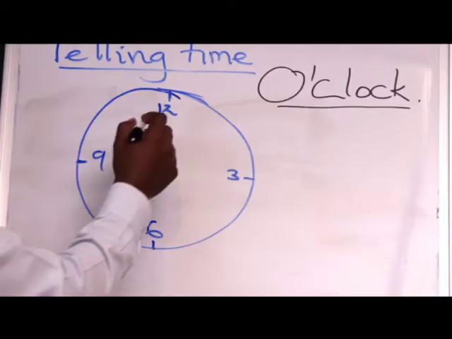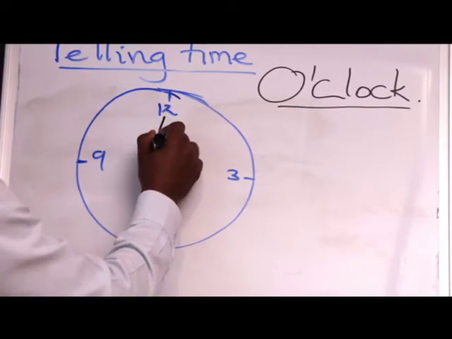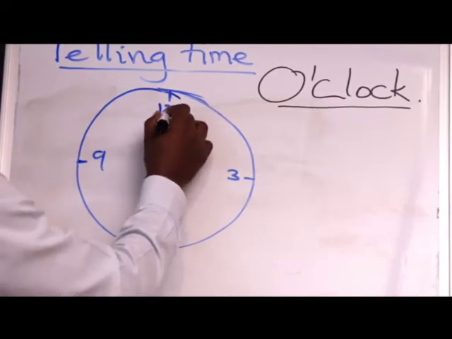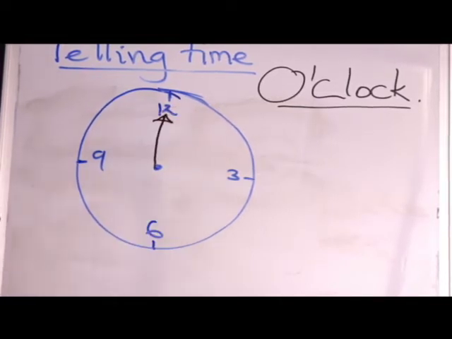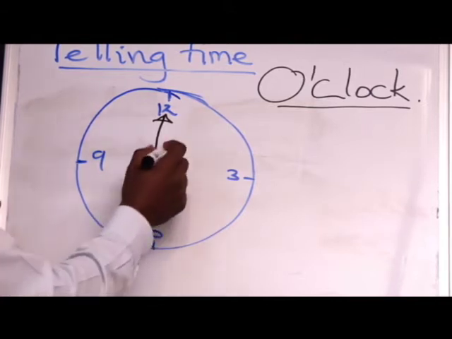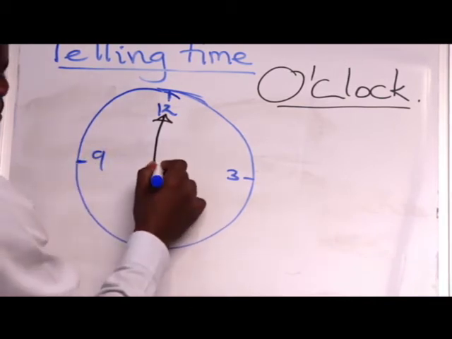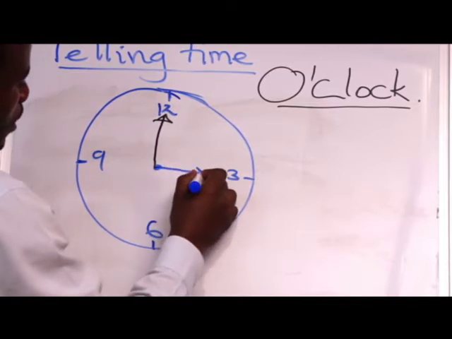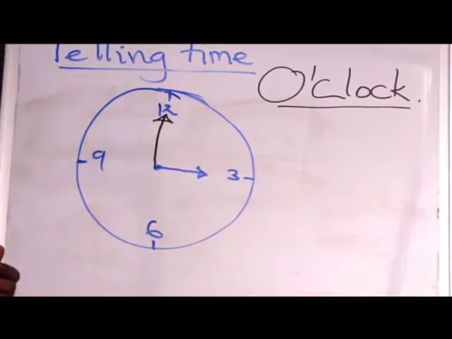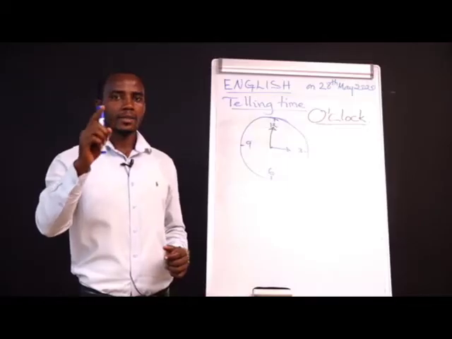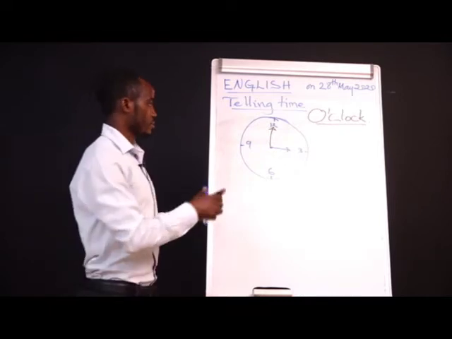So we are going to put this one. The black one indicates the minute hand. Okay? So the blue one indicates our hour hand. Okay. Don't forget that an hour has 60 minutes.